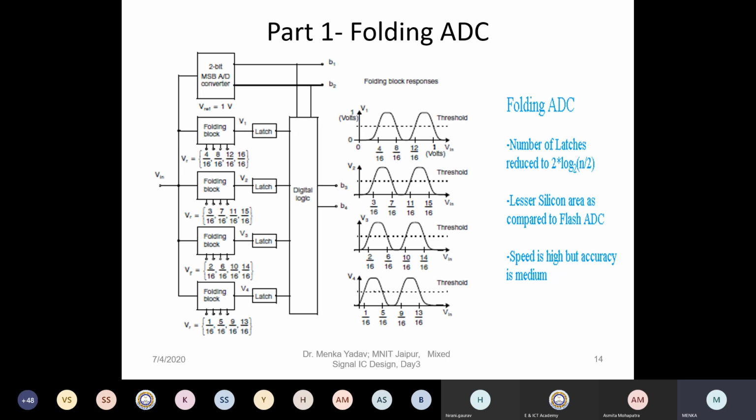Each folding block corresponds to 4 levels or 4 bins, and which bin you need to select will be decided by the control logic given by the MSB block, which is part of the digital logic. Which one of these we need to select will be decided by the control given from the MSBs. Corresponding to this, we will have the final output, which is from B1 to B4.